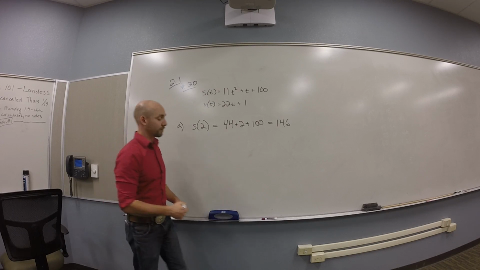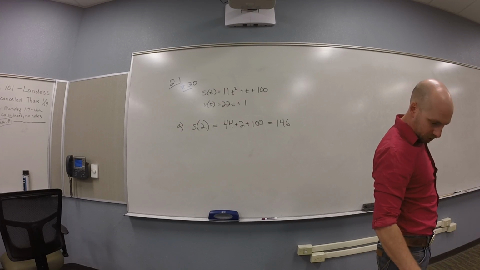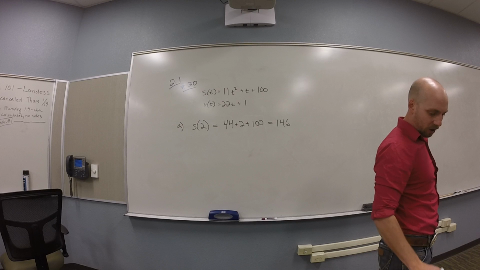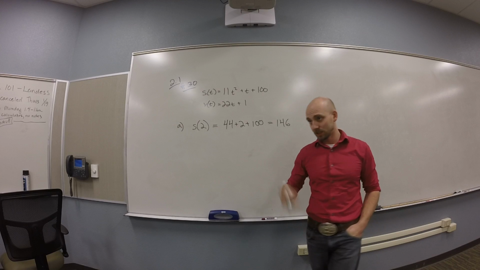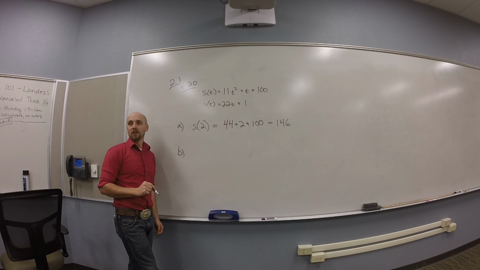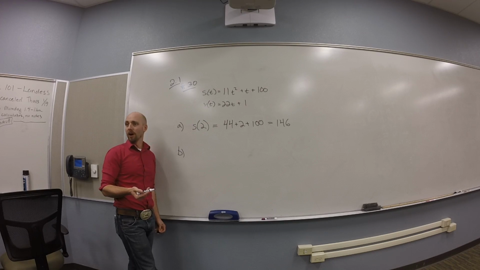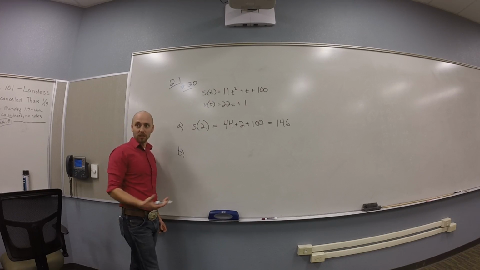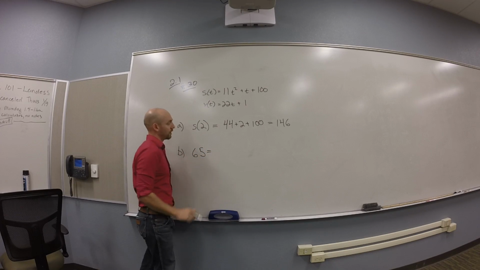Okay. Now, what's B? B asks to use function notation to express the question, when is the car going 65 miles an hour? That's a velocity question. Good. So I'm going to be talking about the function v. Is that an input of v or an output of v? That's an output, right? V is a velocity as a function of time. You want to know what 65 is, a velocity, not a time.